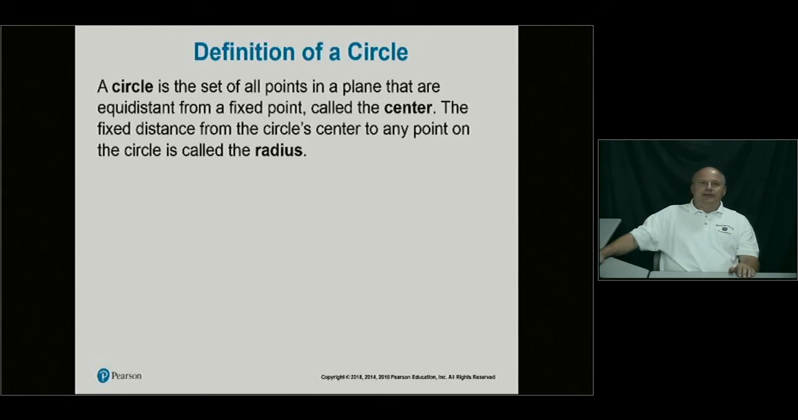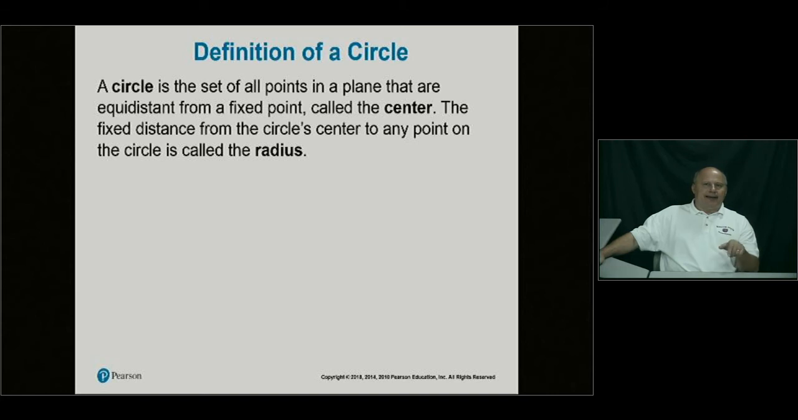All right. So the definition of a circle. A circle is a set of all points in a plane that are equal distance from a fixed point, called the center. This is kind of the idea of a circle in geometry. Okay, a circle is a set of points that is the same distance on a plane.